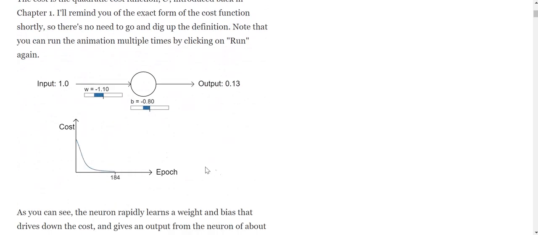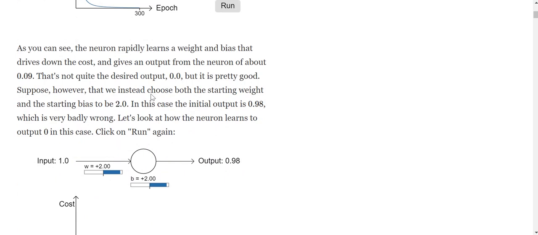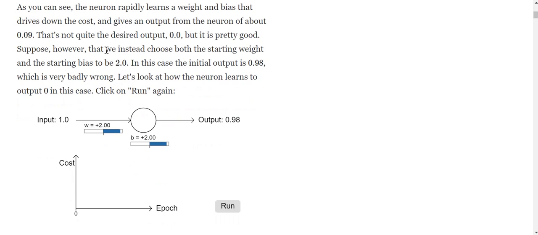Again, we see that we started from the initial value, and after 300 epochs we've reached 0.09, so we've reached 0 quite well. As you can see, the neuron rapidly learns a weight and bias that drives down the cost and gives an output from the neuron of about 0.09. That's not quite the desired output 0, but it's pretty good. Suppose, however, that we instead choose both the starting weight and the starting bias to be 2.0. In this case, the initial output is 0.98, which is very badly wrong. Let's look at how the neuron learns to output 0 in this case.